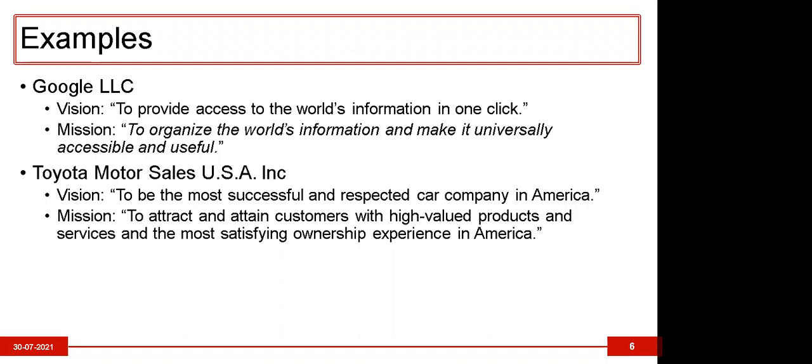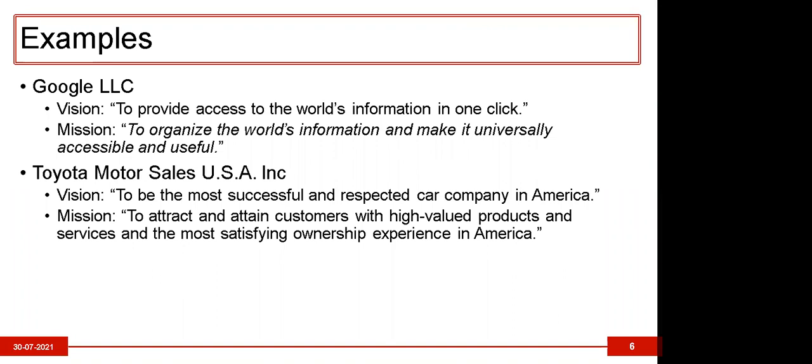Similarly, the vision of Toyota Motor USA Inc. says: to be the most successful and respected car company in America. There are many companies existing, and among them Toyota wants to establish its own presence. They are not only interested in being big; they want to be more successful and respected. They want to maintain the quality and the brand. So with that, they have their vision statement. They want to see it like that.